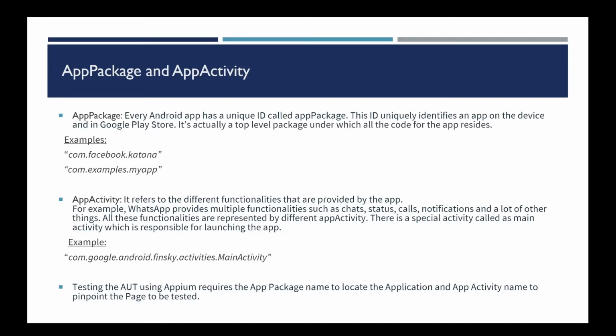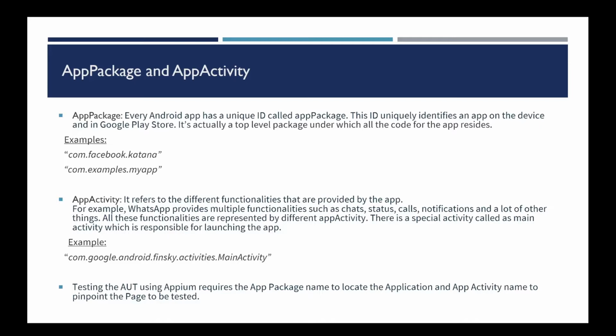So every Android app has a unique ID which is called the app package. This ID uniquely identifies an app on the device as well as in the Google Play Store. Technically, it's a top level package under which all the code of your Android app resides.